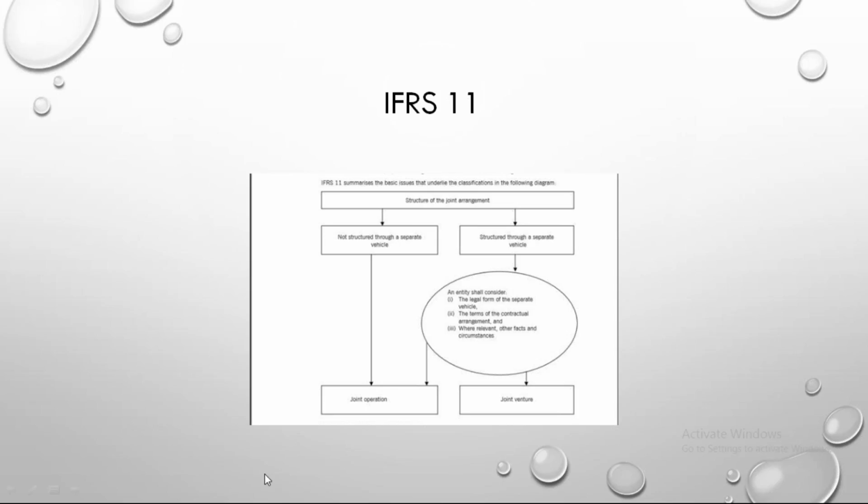What is the link between them? Because there's an arrow that joins the joint venture. That shows that both a joint operation and a joint venture will have the legal form of a separate vehicle, will have the terms of the contractual arrangement, and will have relevant other facts and circumstances. That is what is in that oval shaped thing, it applies to both the joint operation and the joint venture. Okay.